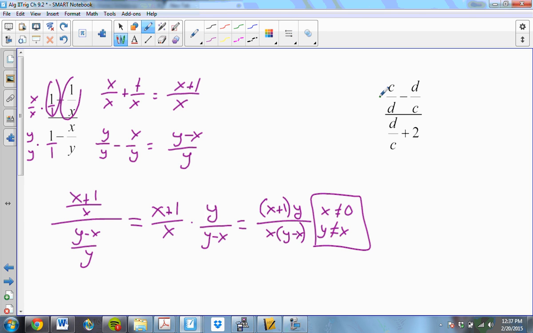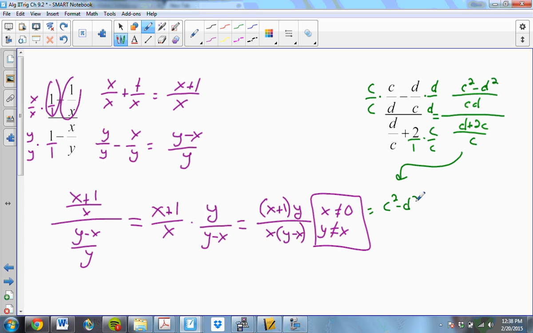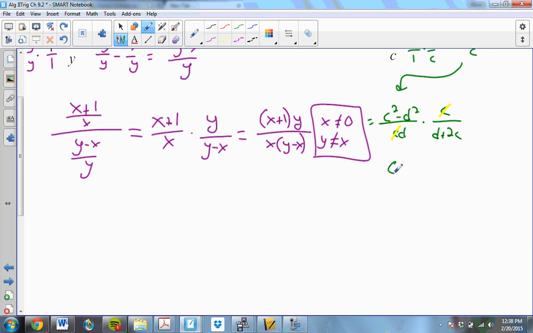These need to have a common denominator, so multiply by c over c and d over d, which gives me c squared minus d squared over cd. The bottom is a c over c, so it gives me d plus 2c over c. And this fraction, well, if I flip and multiply, I have c squared minus d squared over cd times c over d plus 2c. There's a little bit of canceling that can happen here, not a lot. But this c multiplied with this c, those can cancel. So I end up with just c squared minus d squared over d times (d plus 2c).